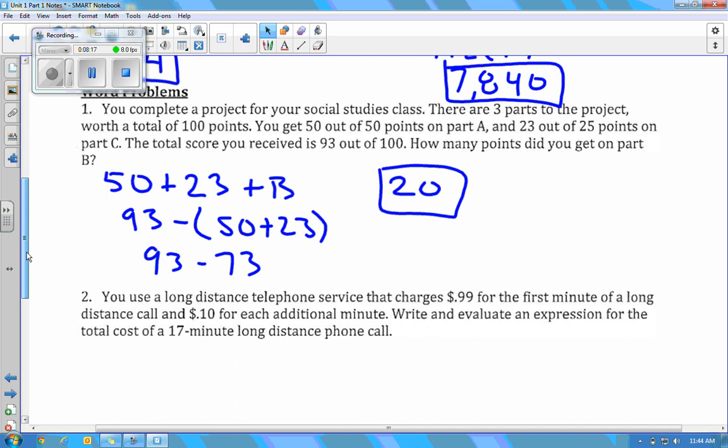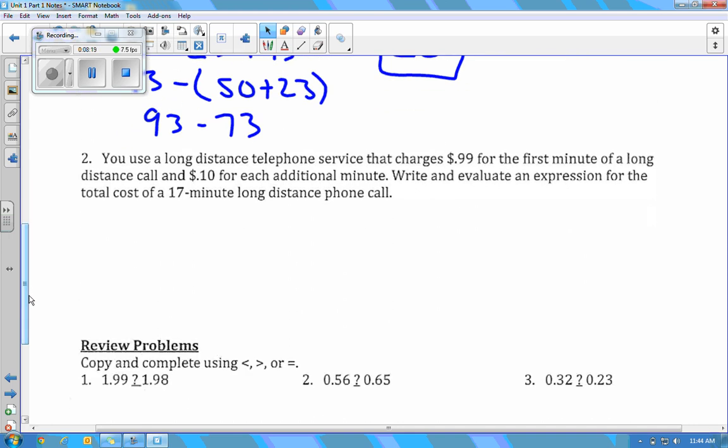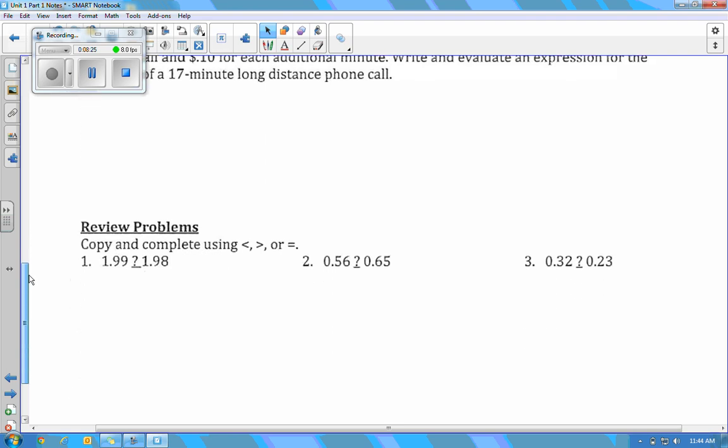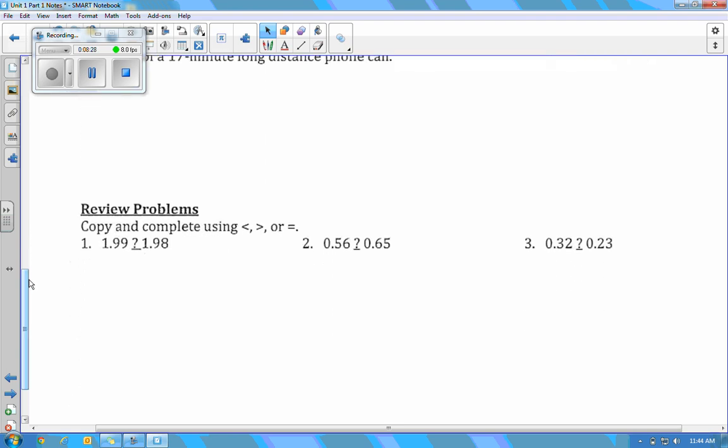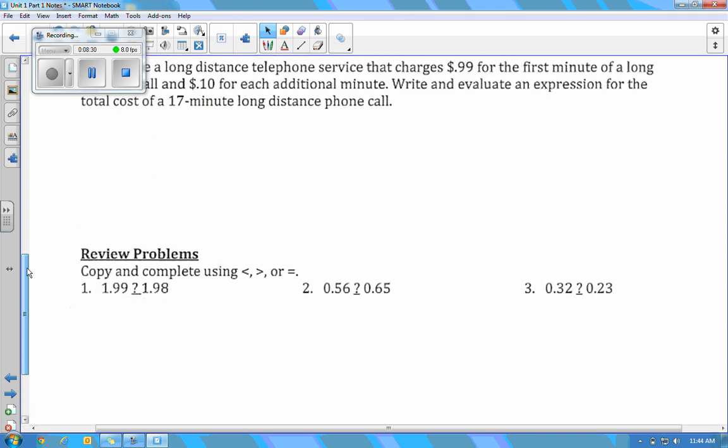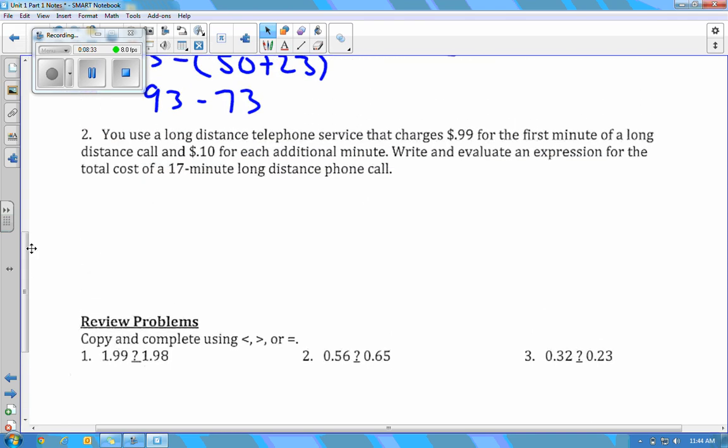For the second word problem, I want you to do your best. Just try it on your own. Again, you have to try to get credit, but I'll help you in class if you don't understand. And then if you look, you have some review problems on the bottom. You're responsible for those as well. Those were reviewed from last year. So on the back side, make sure you get problem 2 done and you get all these review problems done. That's all I got for Unit 1, Part 1.